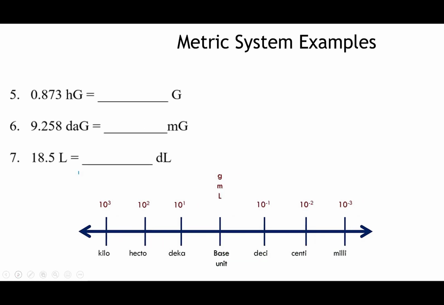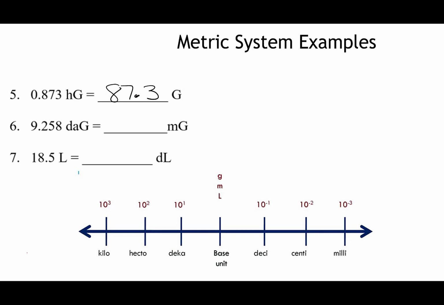We have 0.873 hectograms, so hecto is here, and we want to convert that to the base unit of grams, which is here. And so starting with our given unit of hectograms, we'll move it 1 to the right, 2 to the right to get to the base unit. So we'll take this number 0.873 and move it 2 spaces to the right, and that's where we'll put our decimal. And so 0.873 hectograms is 87.3 grams.